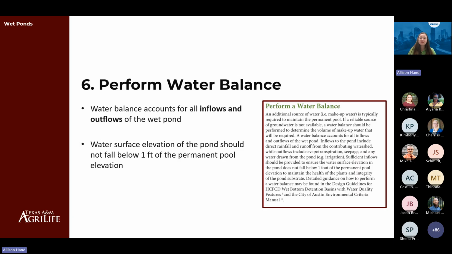Harris County Flood Control District and the City of Austin both have good guidance on performing water balances. We recommend checking those references when you're completing this step. If any changes are made to your pond geometry, you need to redo the water balance to make sure that the final design is fully balanced with the project goals. And again, reiterating, when we're talking about makeup water, this cannot be chlorinated. Often people use groundwater wells or, more sustainably, a rainwater harvesting system from a nearby rooftop.